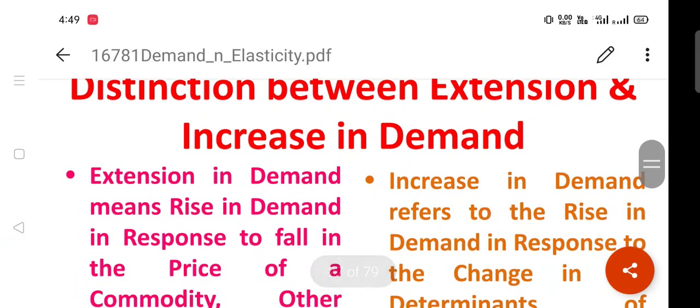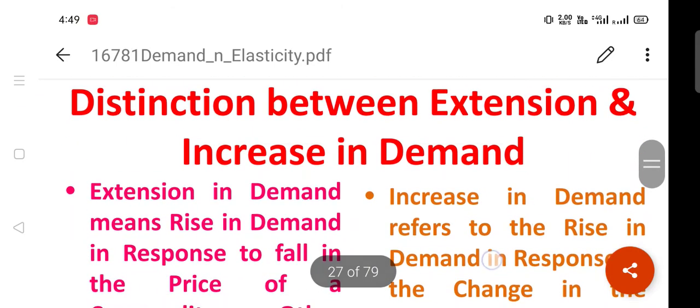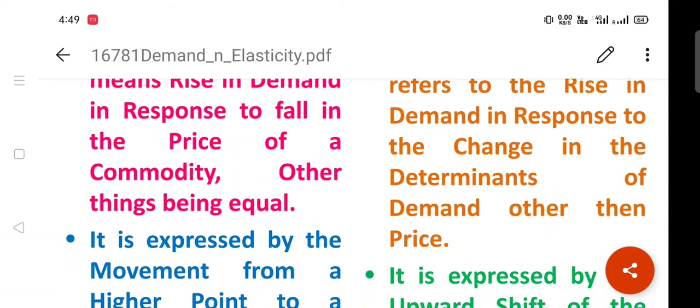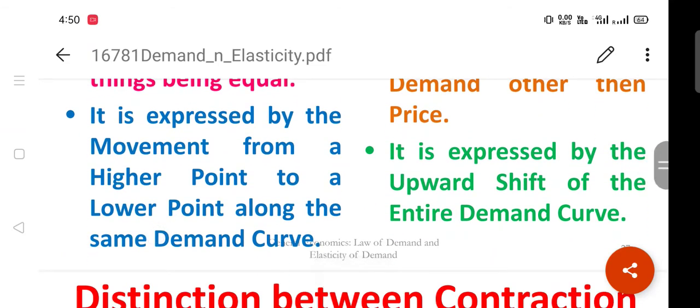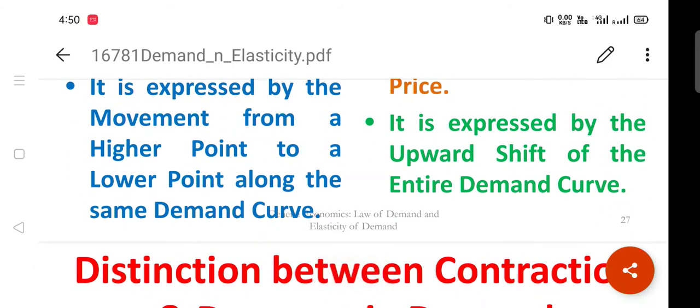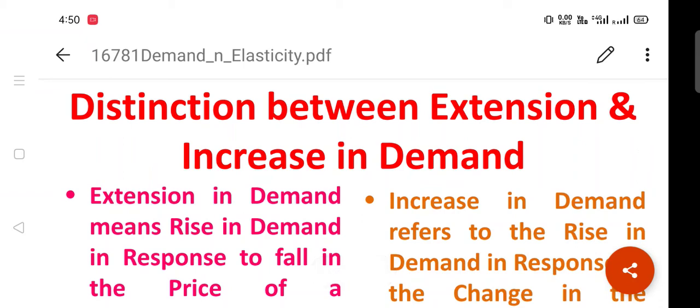Now, what is the difference between extension and increase in demand? So here it is extension and the right side is increase in demand. Extension in demand means rise in demand in response to a fall in the price of a commodity, other things being equal. Increase in demand refers to the rise in demand in response to a change in the determinants of demand other than price. The second difference is that extension is expressed by the movement from a higher point to a lower point along the same demand curve, whereas increase in demand is expressed by the upward shift of the entire demand curve. So this is the basic difference between extension and increase in demand.